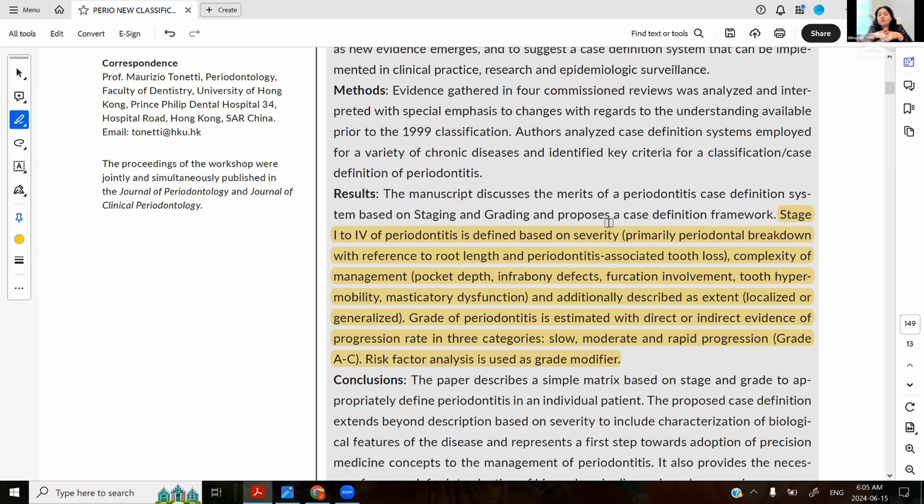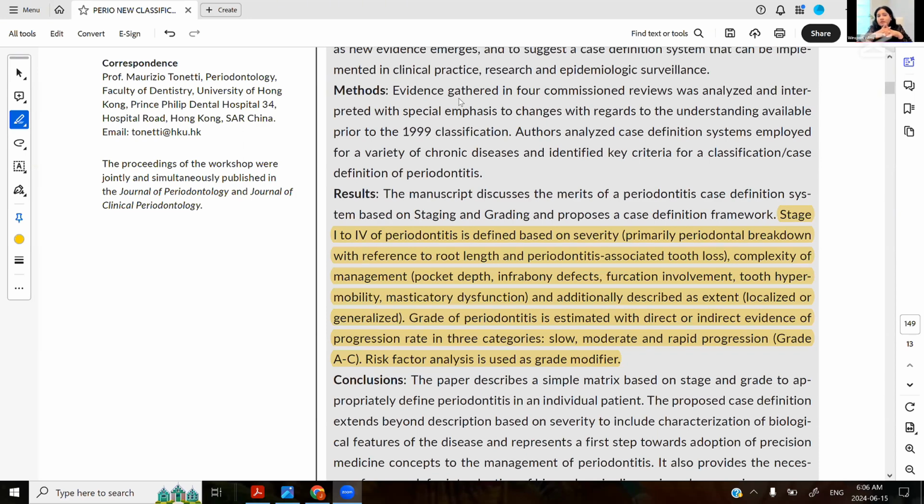And complexity of the management, how complex would it be to treat it. Complexity means how complex the therapeutics of it would be, right? The treatment phase of it. So severity would be assessed by the attachment loss, by your bone loss, and the number of teeth lost due to periodontitis. Does that make sense? Everyone agrees with that, right? That's your severity factors: attachment loss, bone loss, and teeth loss because of periodontitis.